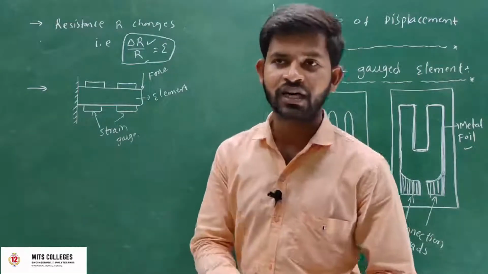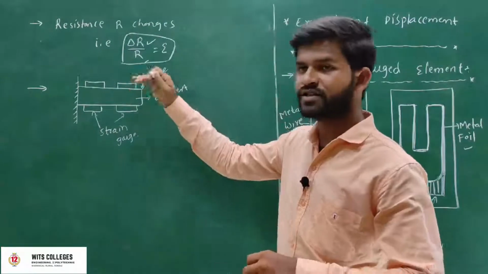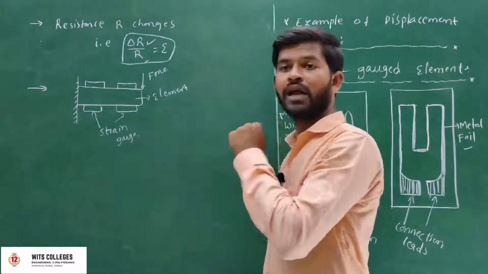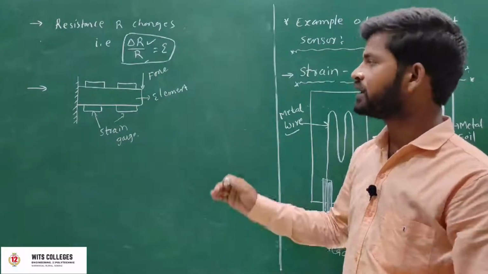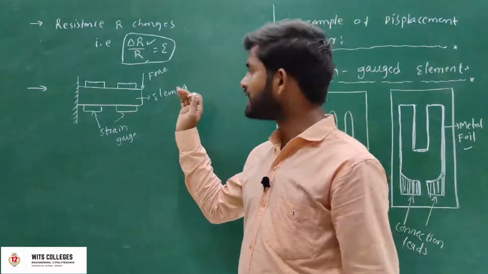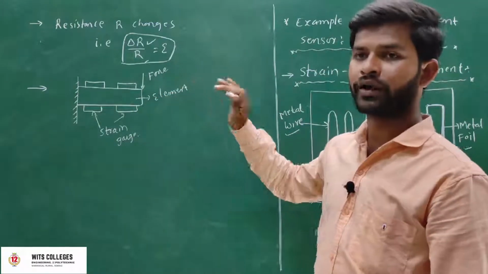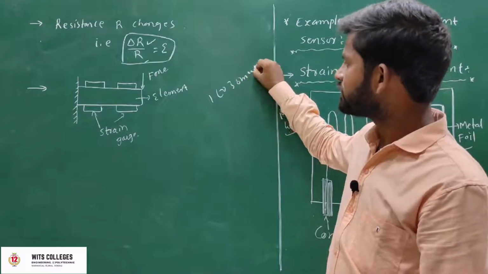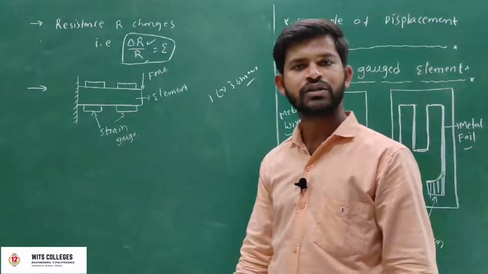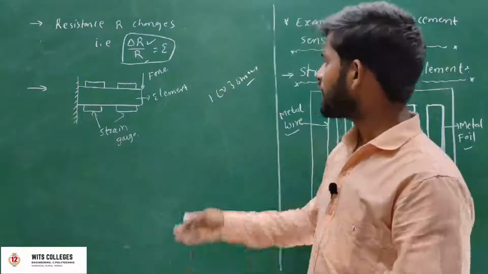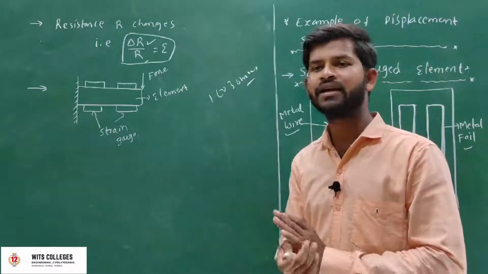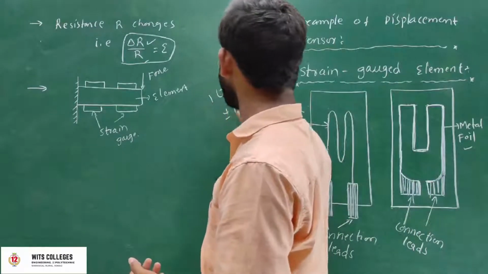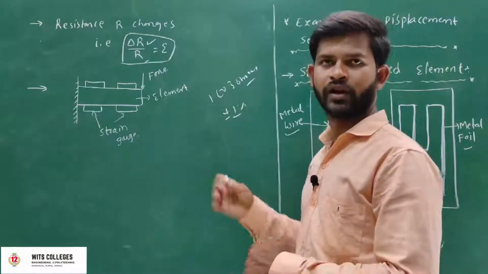Next, such arrangements are typically used for linear displacement. We can measure displacements of 1 to 30 mm, and there are some non-linearity errors. Those non-linearity errors are plus or minus 1% in the full range.